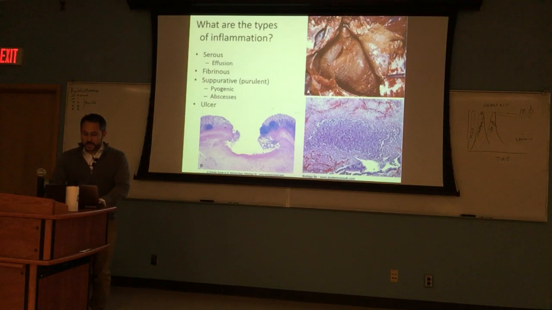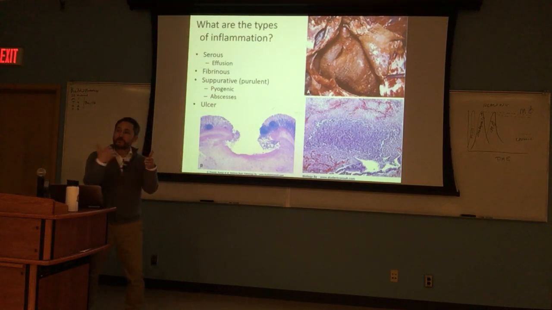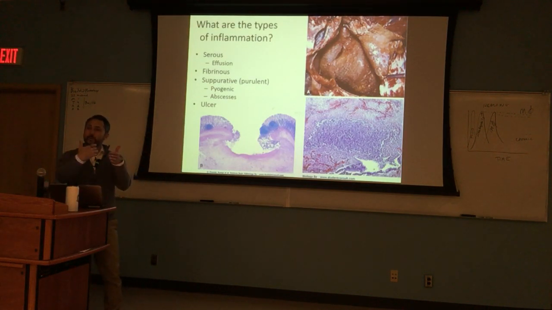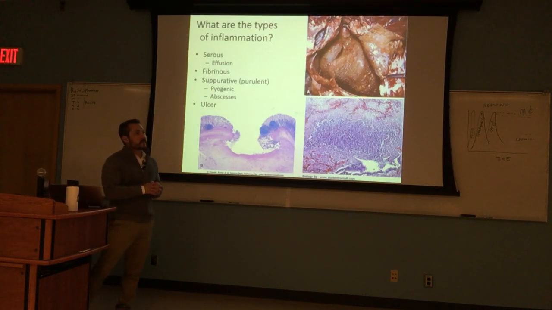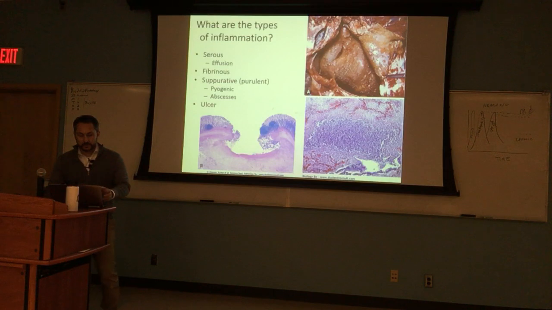Fibrinous. This happens with more extensive injury. You have greater capillary permeability, so you're not just getting fluid out, you're also getting protein like fibrinogen, so fibrinogen exits, and this can become fibrin and allow for a clotting network to take place. You see fibrinous inflammation in a lot of body cavities that are inflamed.